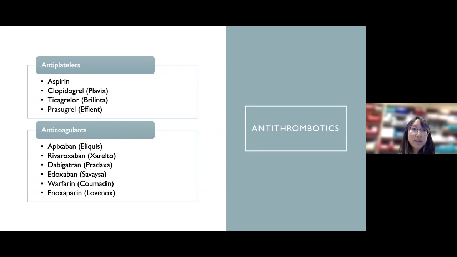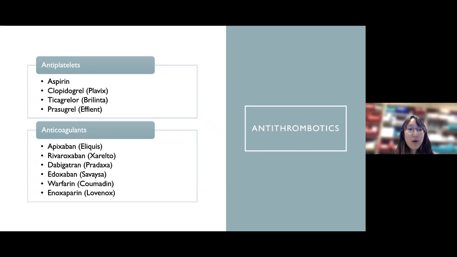So now I'm just going to start going into the specifics of secondary prevention, and I'm going to start off by discussing antithrombotics firstly. Antithrombotics is a term that includes both antiplatelets and anticoagulants. Our antiplatelets are going to include aspirin, clopidogrel, ticagrelor, and prasugrel, and I've also included their brand names in the parentheses just for your reference. And I'm sure some of these names on the slide may be familiar to you guys.